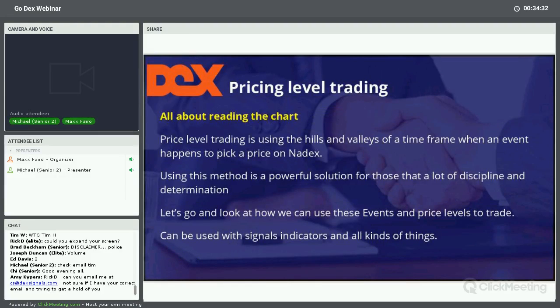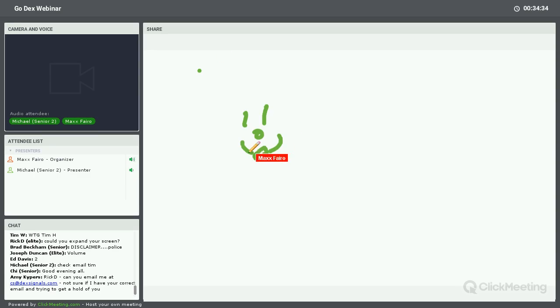Okay. Price level trading. The idea of price level trading is a personal vision of what the market looks like at any one given moment, right? We all know that the easiest thing to use in trading is a simple chart, right?